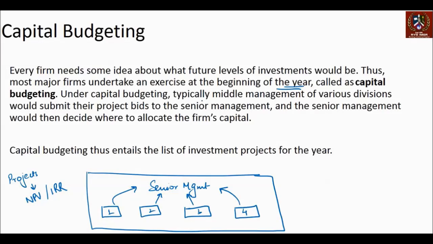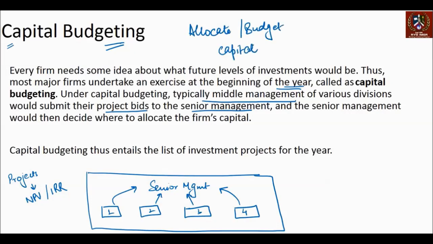So under capital budgeting, typically the middle management of various business segments or various units or divisions in the business would submit their project bids to the senior management, and then the senior management would decide on where exactly they should allocate the firm's capital. So it's like, how do you budget the overall capital that is available with you? And that's why the term capital budgeting. So you're trying to essentially allocate or budget the capital across various projects, right?